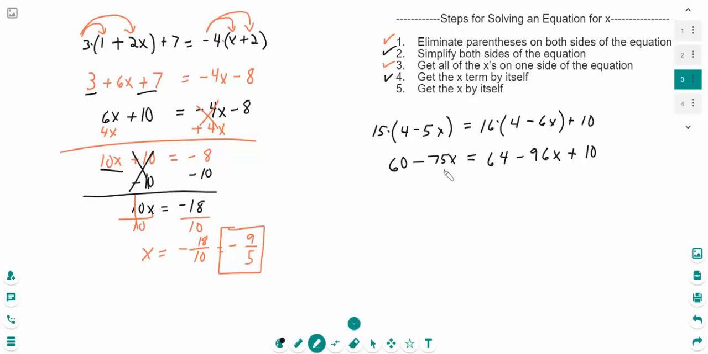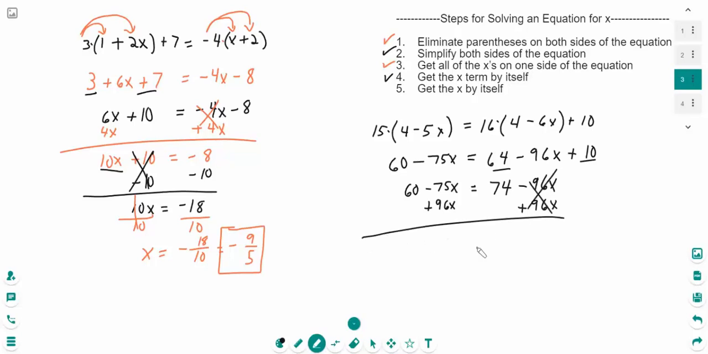Okay, let's do our next step here. Let's simplify both sides. There's nothing to do on this side. On this side, and actually I'll just rewrite this then, 60 minus 75x. On this side, we do have a 64 and a 10 that we could combine. So that's going to make 74 minus 96x. And now here, I think I'll add the 96x to try to get the x's by itself. So we'll add 96x to both sides. These will cross out. We're left with 74. Now a 96x and then a negative 75x is going to be what? A 21x, I believe. And that's a positive 21x.